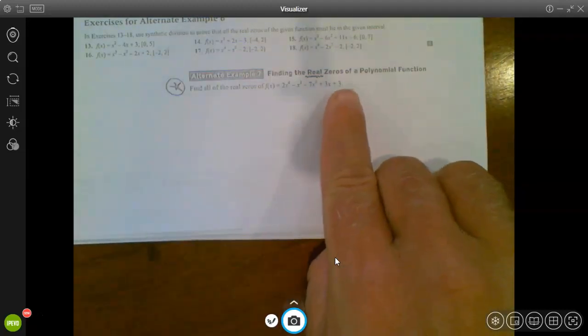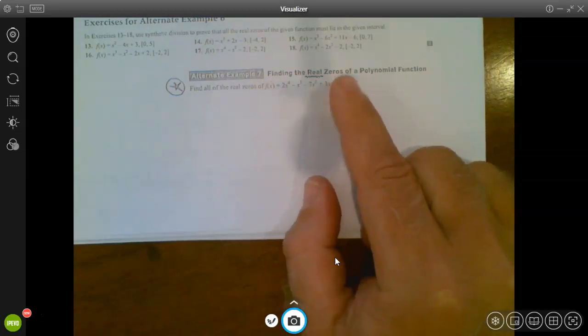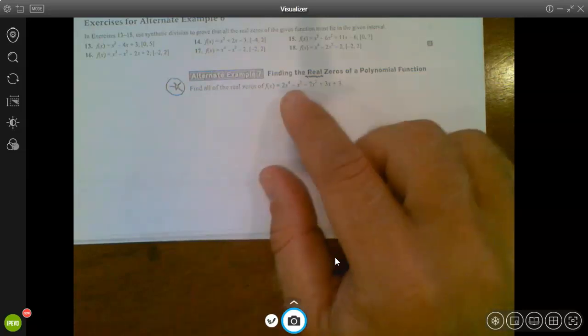So one of the first things that we looked at in part 1 of this lesson was, remember the whole P over Q? So if I did all of my factors of 3 divided by all of my factors of 2, positive or negative, that would give me a list of all of my potential rational zeros. Looks like this.